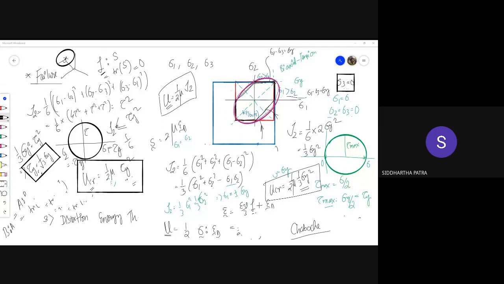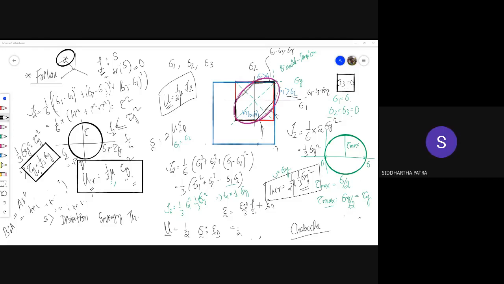Okay, so is it clear up to this part? Yes, sir. Could you explain that part once more, J2 is equal to 1/6 into 2 sigma y whole square? For uniaxial tension, yes.